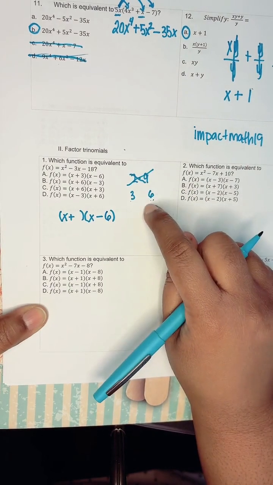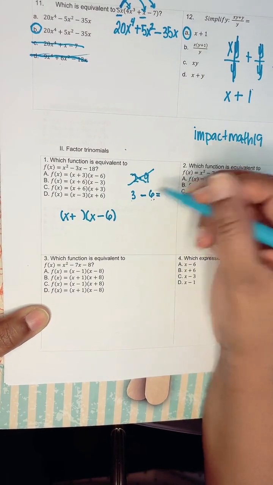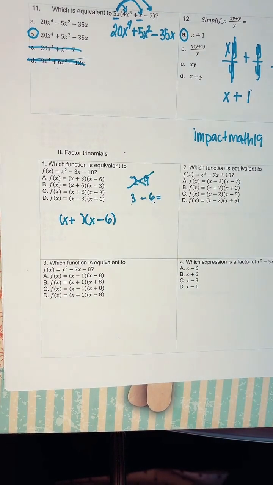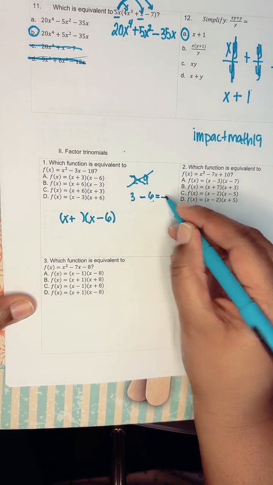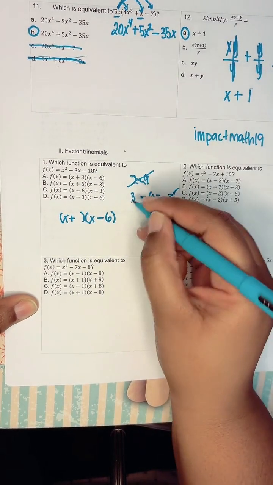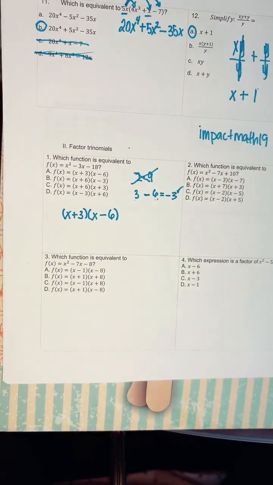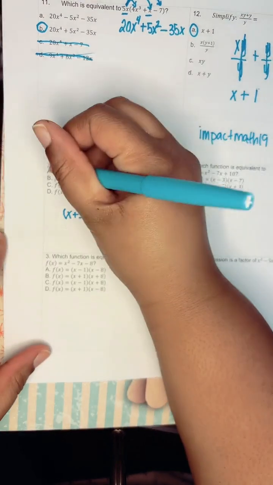For some people that are saying why, throw that negative on there and then use a calculator if you can. I don't know if they allow you to. Some places do allow you to use calculators. Some places don't. But 3 minus 6 is a negative 3. Check. That's how we got that middle term. So we know the 3 has to be positive. And so which one looks like our answer? A.